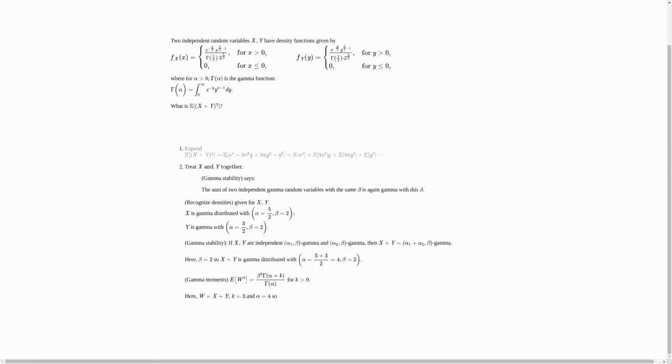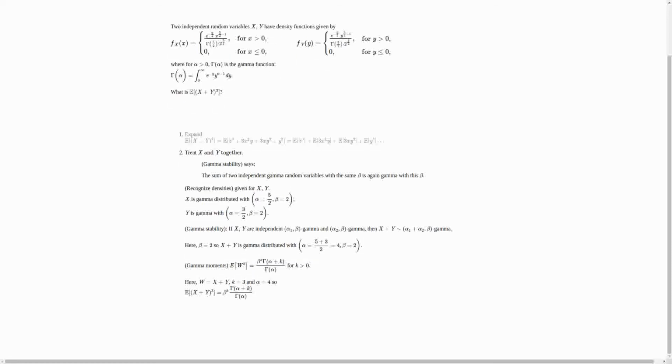So in our case, w is x plus y, k is equal to 3, and alpha is equal to 4. So we can just substitute these in and find that the expected value of x plus y to the third power, i.e. the third moment, is then beta to the k, 2 to the k, times gamma of k plus 4 over gamma of alpha, which is gamma of 4. So k is 3, so we have just 2 to the 3, which is 8, times gamma of k plus 4, which is 7, over gamma of 4.